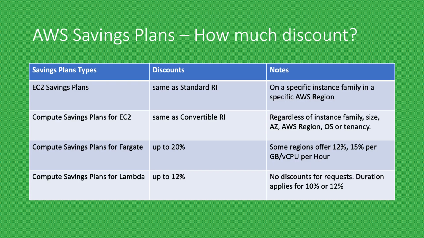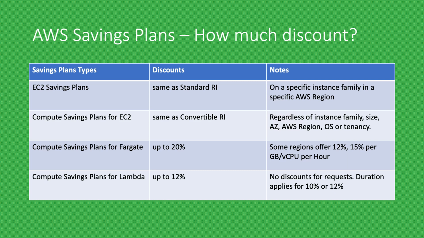Savings plans offer the same discounts as reserved instances. Depending on which savings plans you have purchased, if it is EC2 savings plans, you get the same discount as standard reserved instances, on a specific instance family in a specific AWS region. If it is compute savings plans for EC2, you get the same discount as convertible reserved instances, regardless of instance family, size, AZ, region, OS or tenancy.